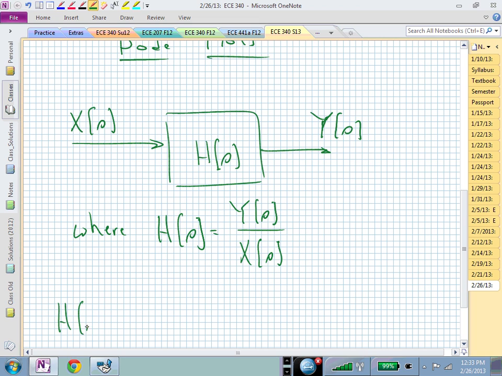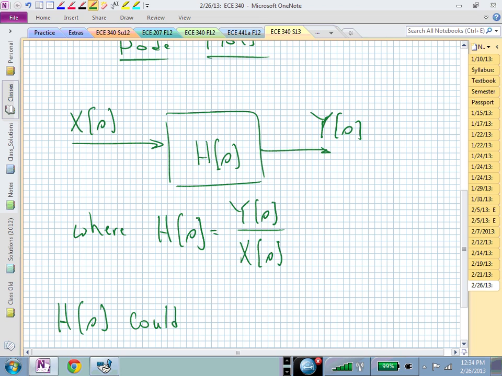And H of S in this class a lot of times is coming from a given circuit, but it could be coming from a mechanical system, an electromechanical system, a thermal system, an optical system. You might have some H of S that you're interested in, and we want to know how does it respond to particular waveforms, and in particular now what we're interested in is can we quickly get a feel for what the output's going to do in the sinusoidal steady state if X is made up of a combination of sines.